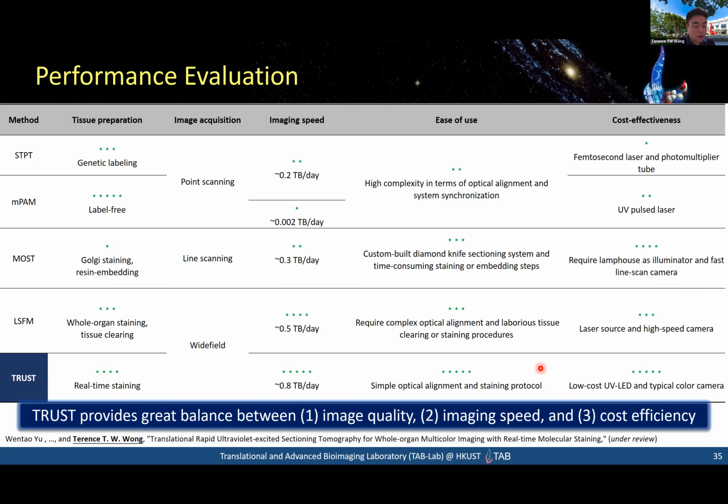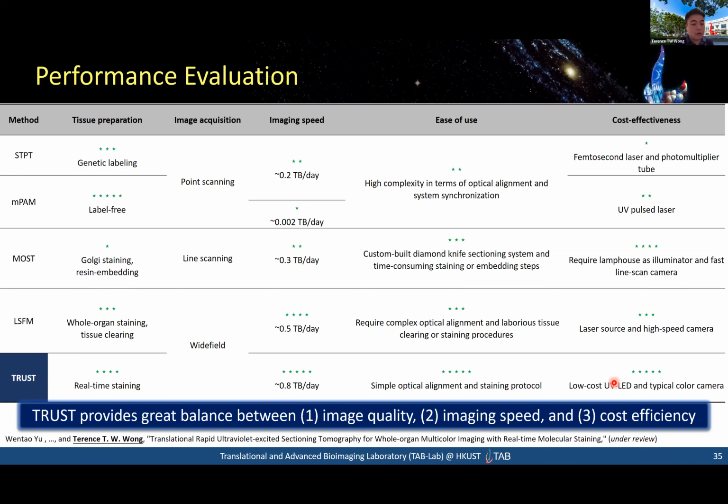Currently the imaging system of TRUST is fairly good in terms of tissue preparation, imaging speed, ease of use, and cost effectiveness. But what's the current drawback? That's why I said it's a perfect question. It's that the XYZ resolution, in particular the Z-axis resolution, is not that good. It is tissue dependent and also staining speed dependent. This is our first generation of TRUST, so we cannot have full control of the Z resolution.